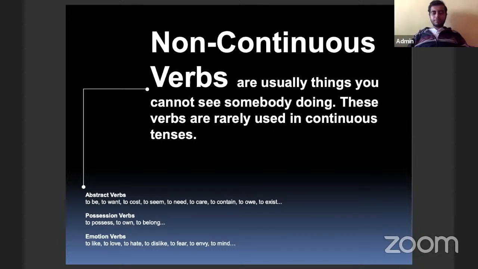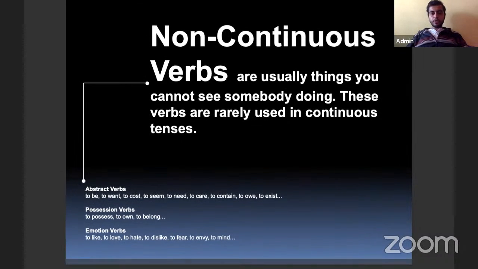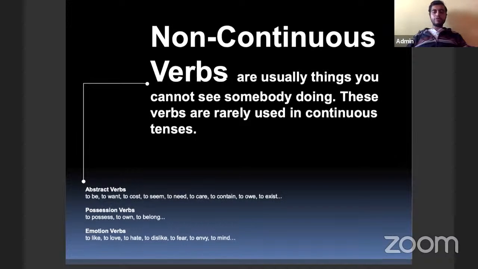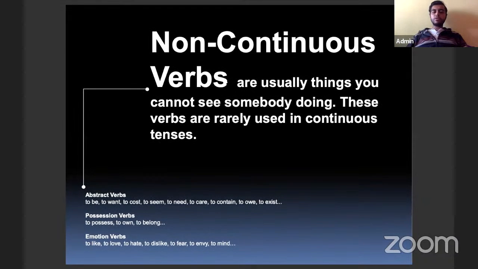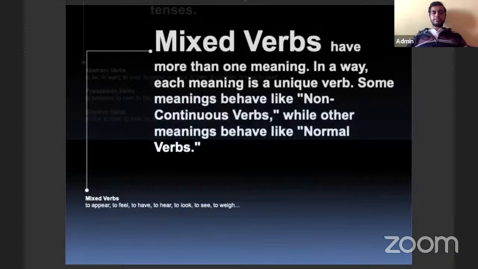You can use them, but it would be better if you didn't. For non-continuous verbs, which are things you cannot see somebody doing, please don't make these rookie mistakes. Please don't use continuous tenses.